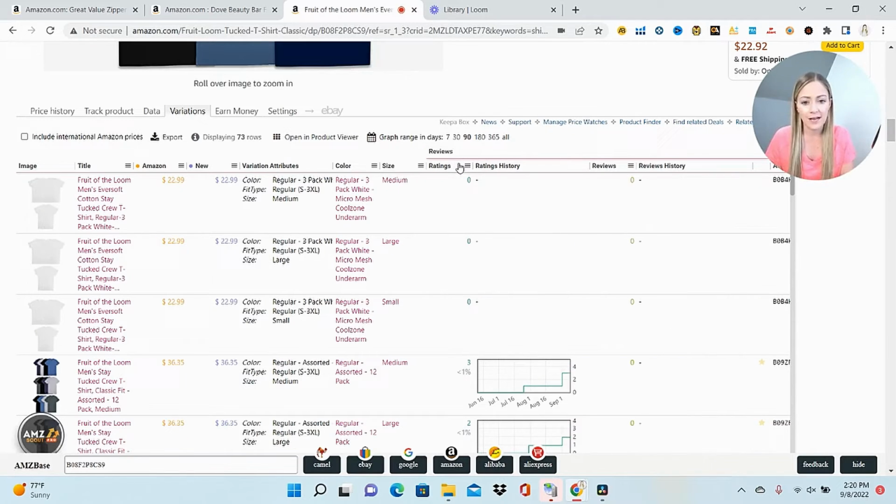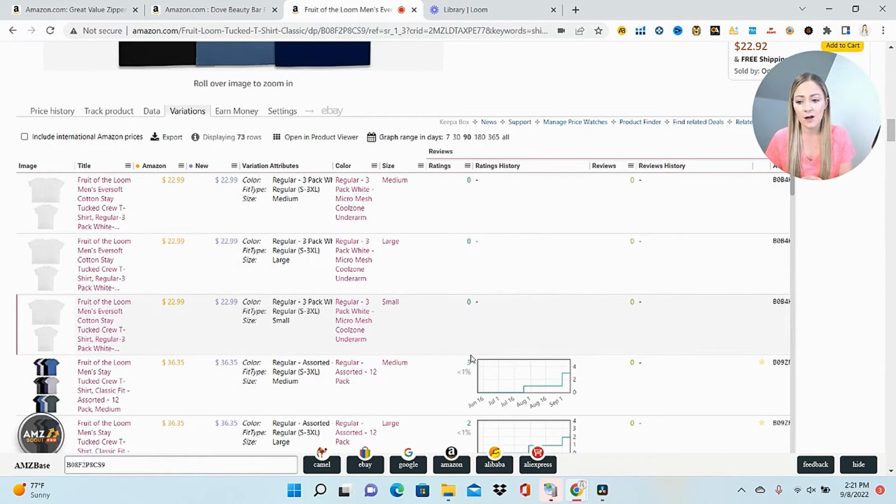For example, if I go the other way, this variation, the regular 3-pack micro mesh cool zone underarm size medium, doesn't have any ratings. None of these have any ratings yet on this variation, so therefore they're not getting a large volume of sales, if any at all.